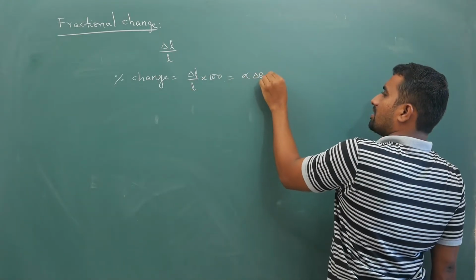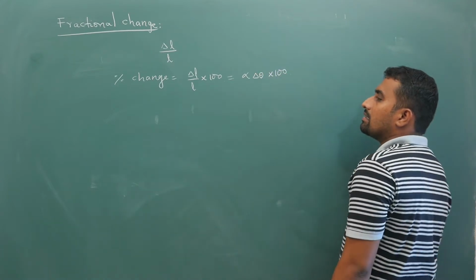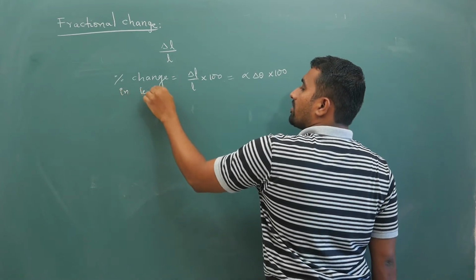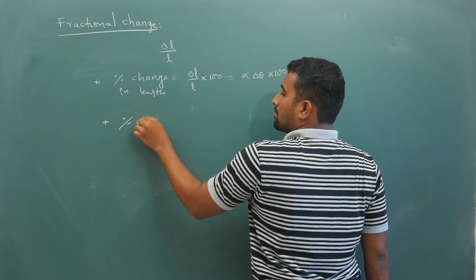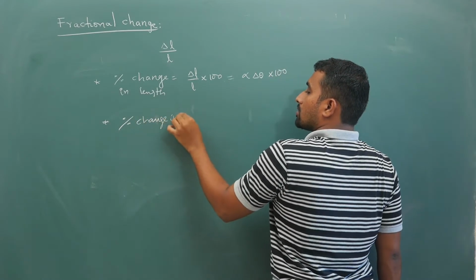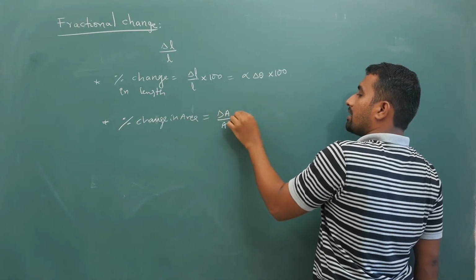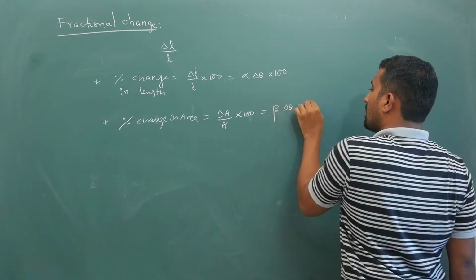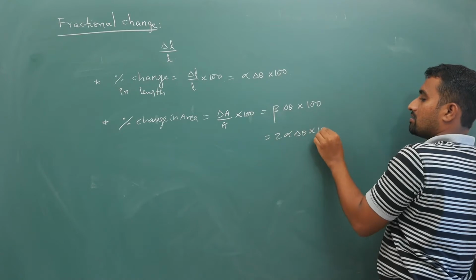Alpha delta theta into 100. Okay, you will have questions on percentage change in length and fractional change like that. So if you are asked percentage change in area, what you are going to do is delta A by A into 100, but delta A by A is beta delta theta into 100, and beta means 2 alpha, so 2 alpha delta theta into 100.